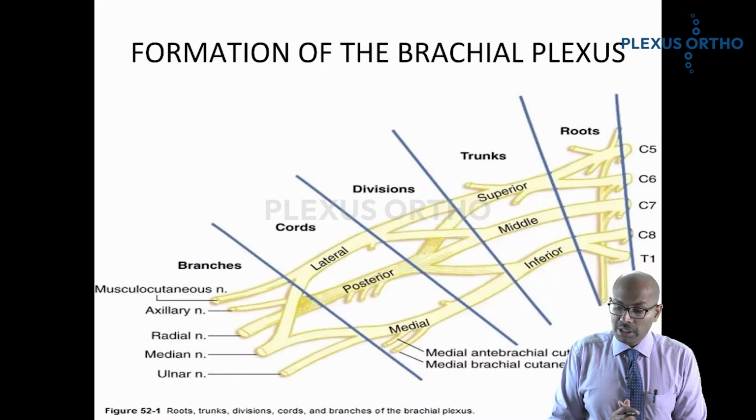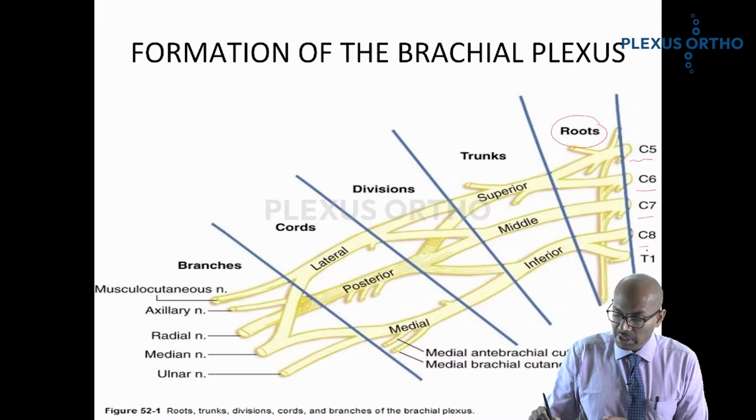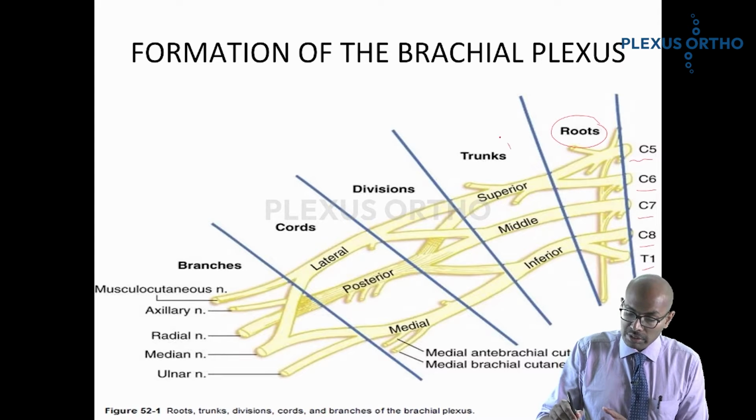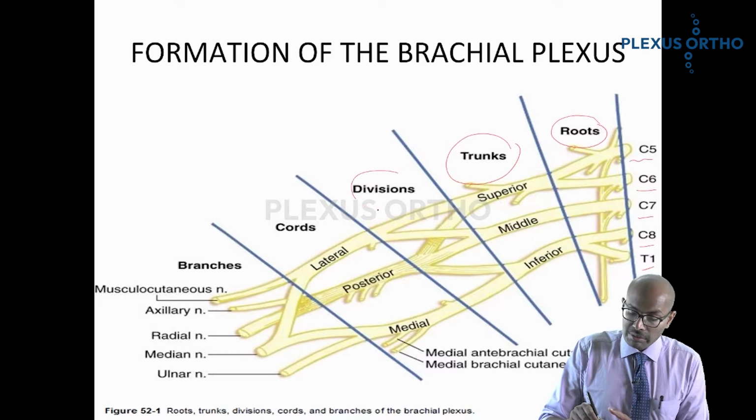So basically, you start off with roots. The roots are, as I've said, C5, C6, C7, C8, and T1. Then you have the trunks, then behind the clavicle, they become divisions. This is behind the clavicle. So what is the clinical correlation?